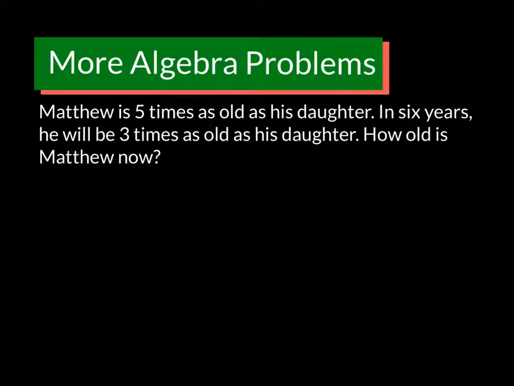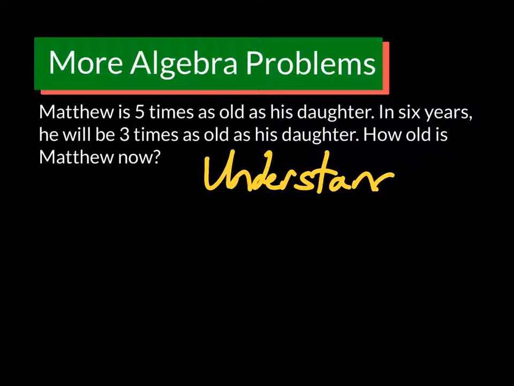In the first step of the problem-solving process, we try to understand the information that we've been given. Now, we don't know how old Matthew is. We don't know how old his daughter is. We don't know how old either of them will be in 6 years, but we do know something about the relationship between their ages. In this example, drawing a table might help us to organize and understand the information.